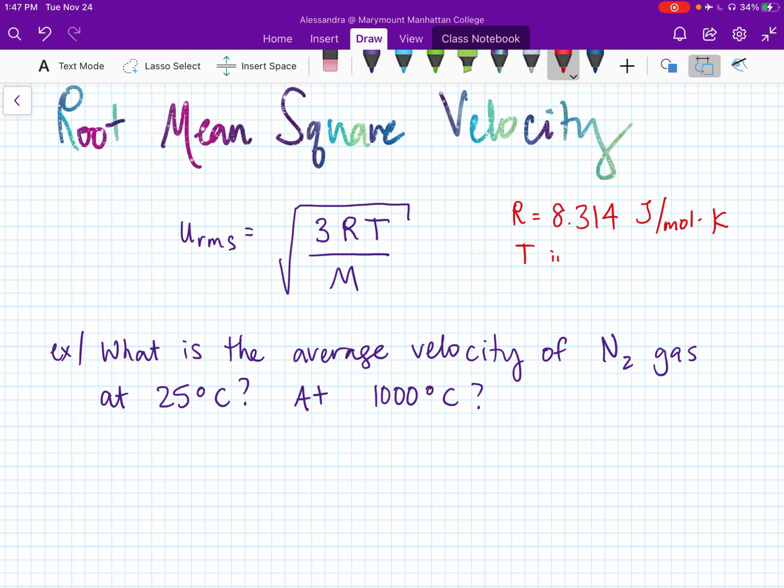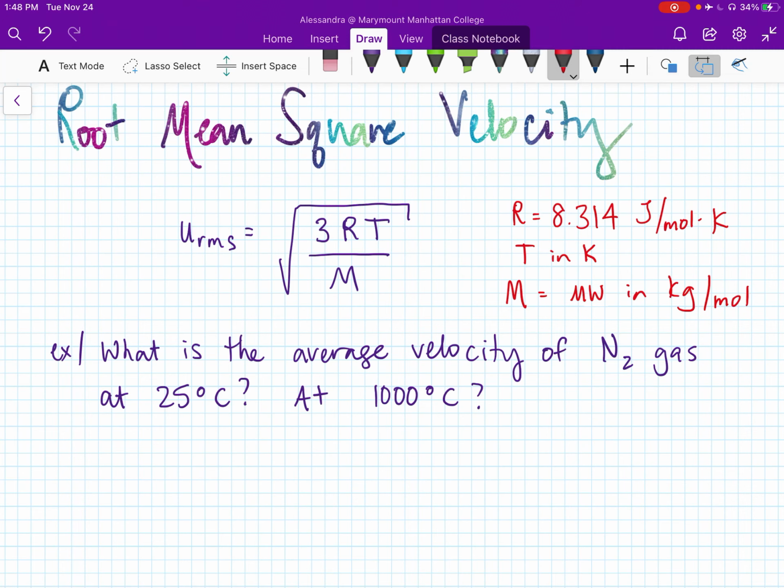Temperature, we want always in Kelvin so that the units match. And M is like the molecular weight, but we want it in kilograms per mole, of whatever gas particle you're talking about, because a joule is kilogram meter squared per second squared. Taking the square root then will give us units of meters per second for the root mean square velocity.